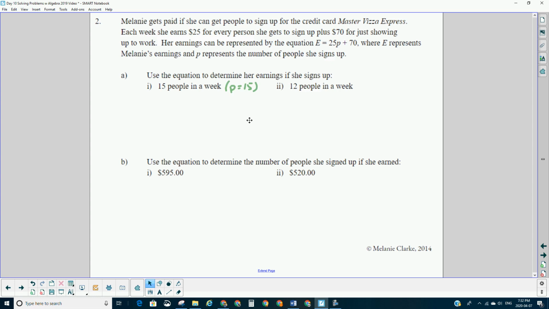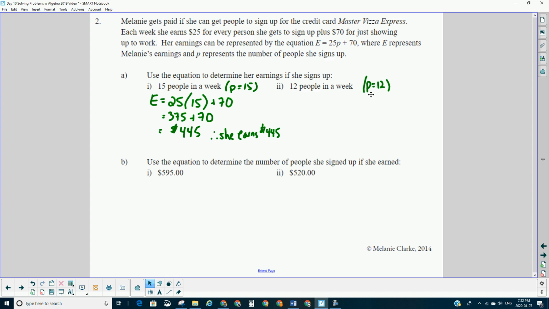Okay, so in this case, I wonder how much her earnings will be if she gets 15 people during this week to sign up. So that would mean that P equals 15. So the equation is 25 times P, but of course now it's 25 times 15, which is 375, plus the $70 just for showing up. And we know then that she must earn $445. I'm going to go through these next ones relatively quickly so that we can get to the assignment.